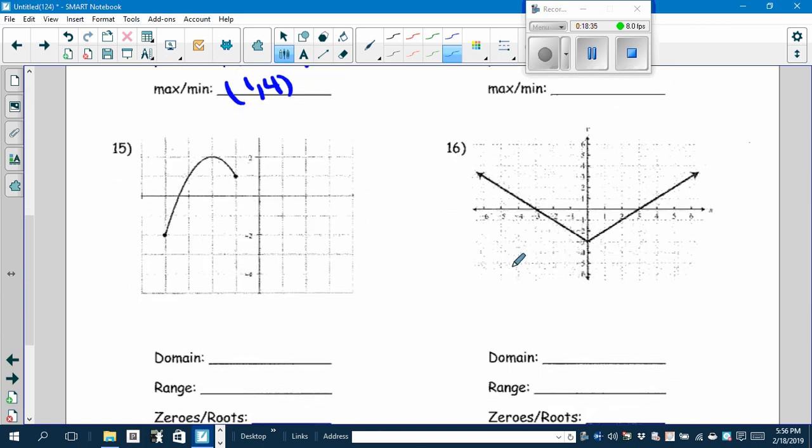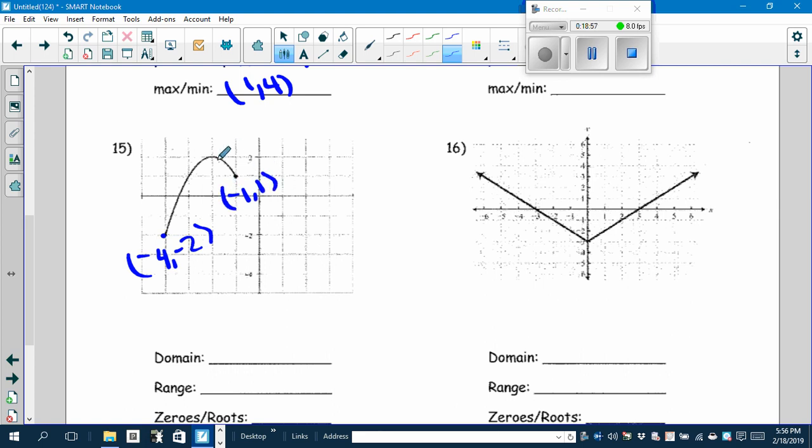Let's try a couple more. Ooh, this is an absolute value, and this is one that has a definite beginning and a definite end. Okay, so here are some important points. We need this starting point, so this is 1, 2, 3, 4. So this is (-4, -2). We need this ending point right here, which is (-1, 1).